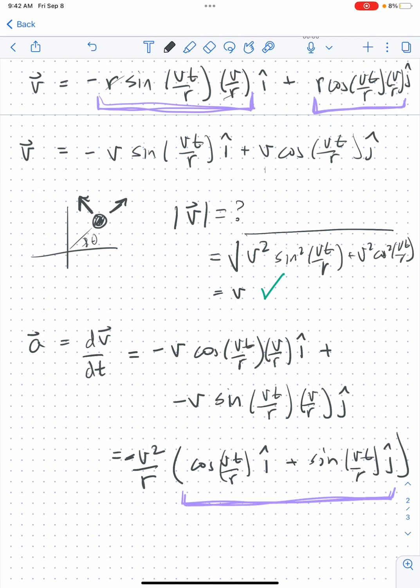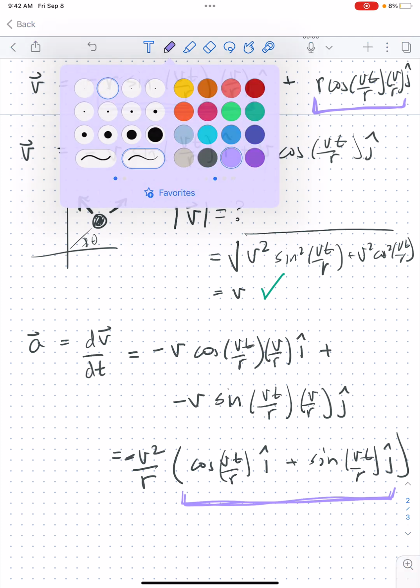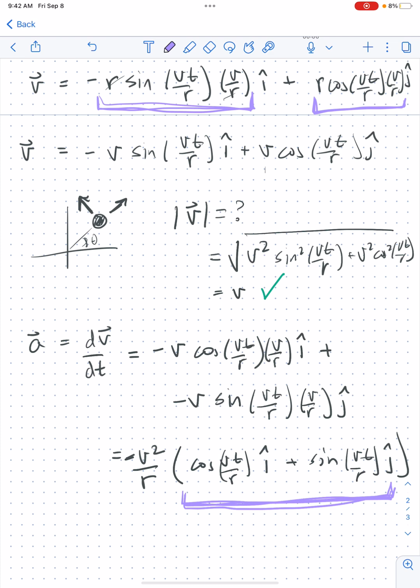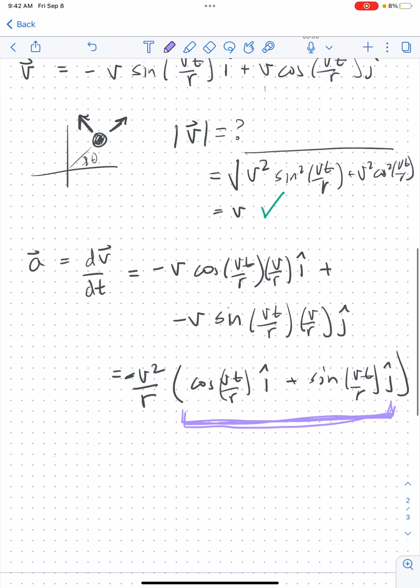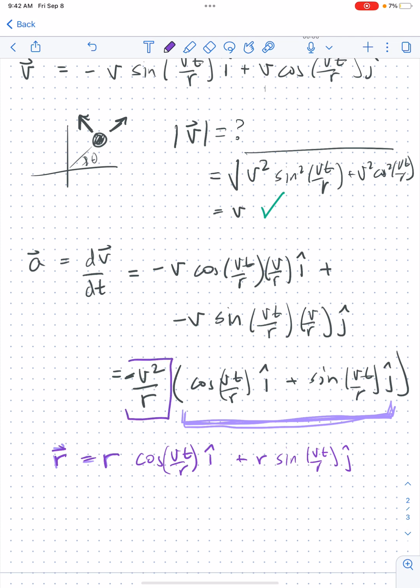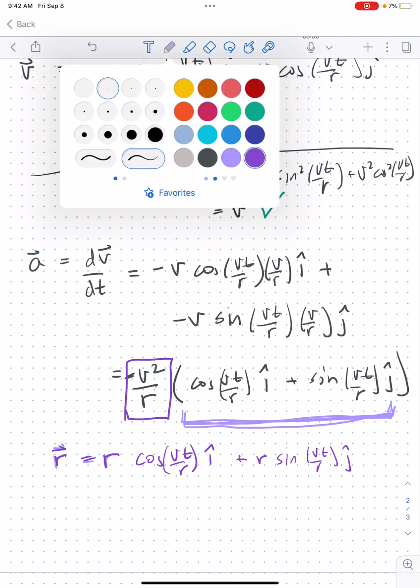So notice this part that I've highlighted in purple here looks very much like our position vector from the top, right? Remember, r was r cos vt over r I hat plus r sine vt over r j hat, right? So this looks the same as that, except that it has a different magnitude. This magnitude is v squared over r, and there's a negative sign, which means that it's pointed inward.